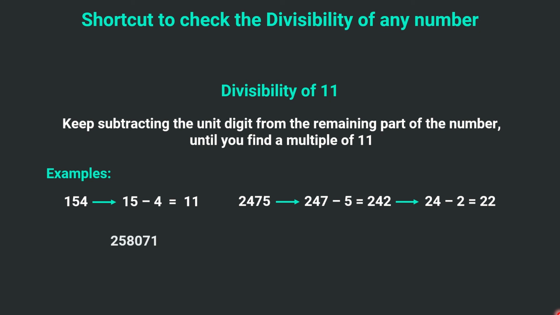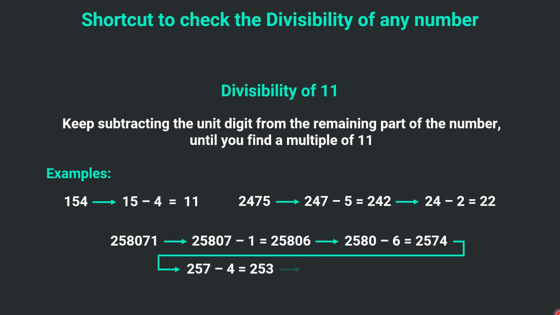Now let's take a complicated number, 258,071. Let's see if it is divisible by 11 or not. All we have to do is keep subtracting the unit digit until we get a multiple of 11. As you can see, after subtracting digits 4 times, we end up at 22. So 22 is divisible by 11. So this complete number is also divisible by 11.